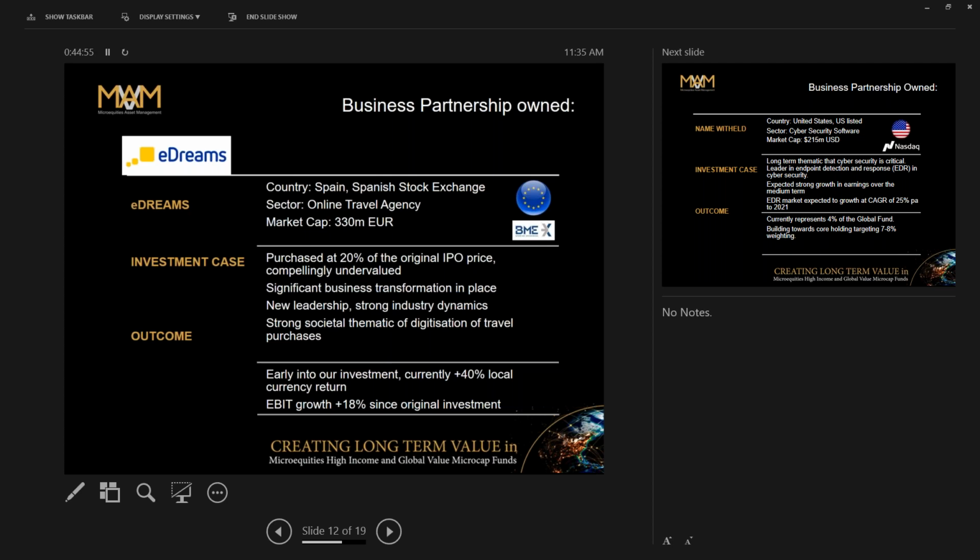But we also understood that the online travel agency thematic, as it applies to Europe, which is a much more mature market than Australia from an online travel agency perspective, still lends itself to a significant growth opportunity. And we understood that one of the key thematics that was going to drive the organic growth in eDreams over the medium to long term was a societal trend where consumers were becoming increasingly familiar and comfortable in transacting their travel needs through an online travel agency. There is a clear, and has been, and this is obviously a long-term trend, clear shift from the bricks and mortar travel agencies to the online travel agencies, and this is a thematic that we picked up on.